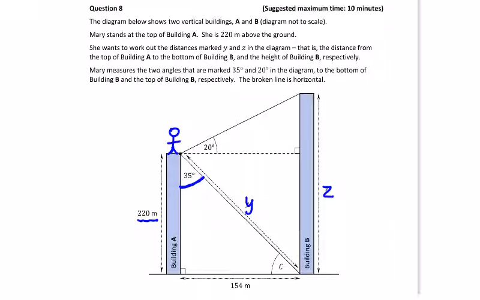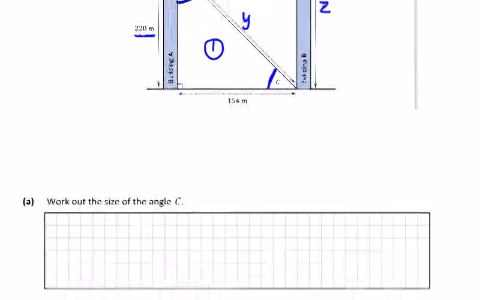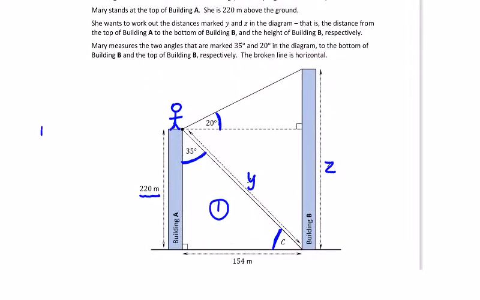And 20 is here. So what we're always doing, in any trigonometry question, we're going to take the triangle out with the information that we have, and we are going to then work from there. So I'm going to use this triangle first. I'm going to call it triangle number 1. The first part of this question is to work out the size of angle C. So draw the triangle. Right angle is 90. We have a 35.